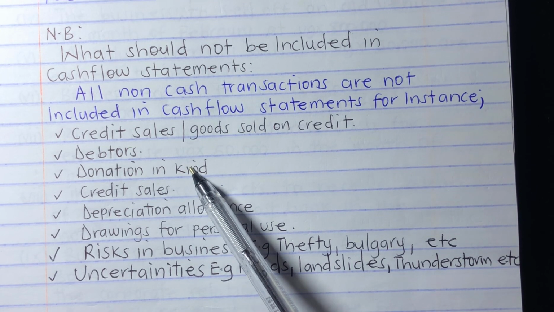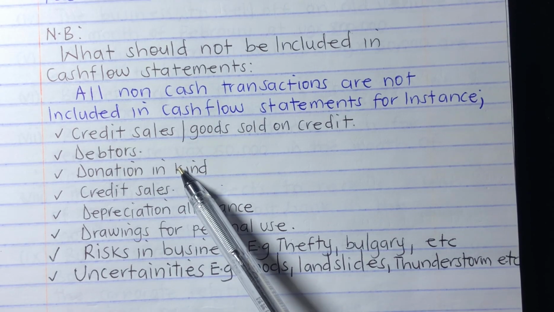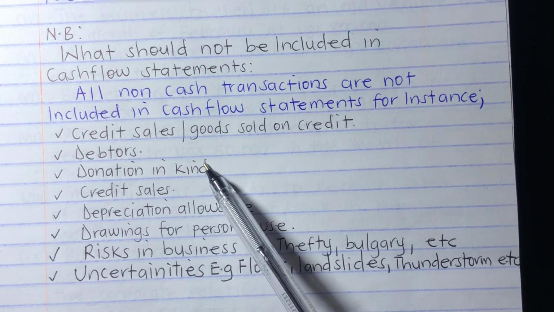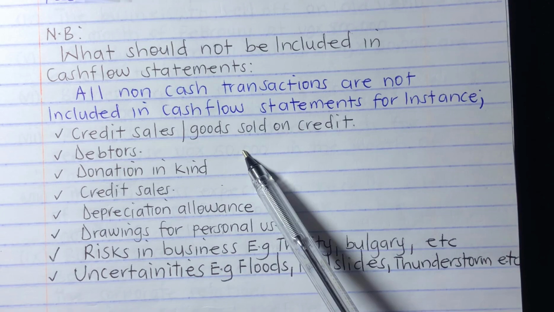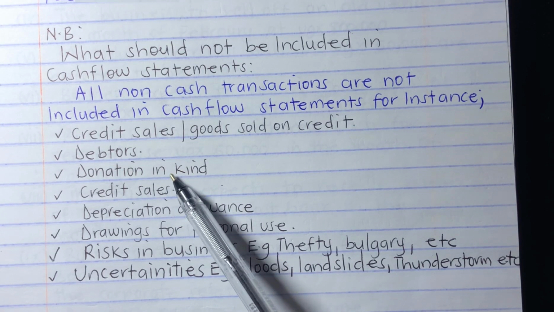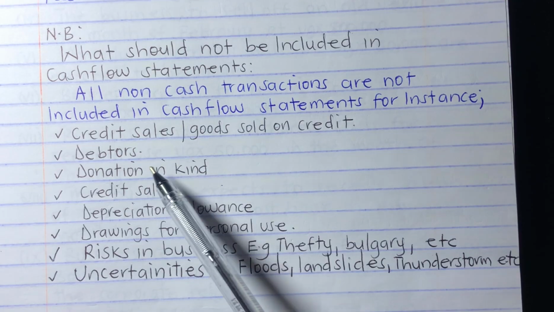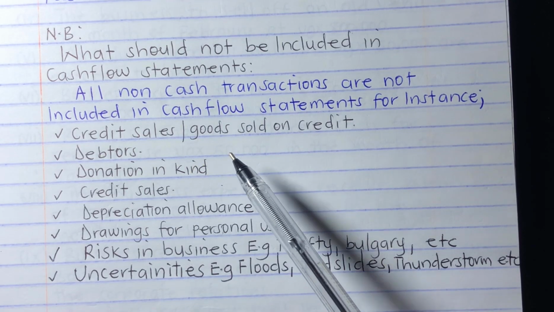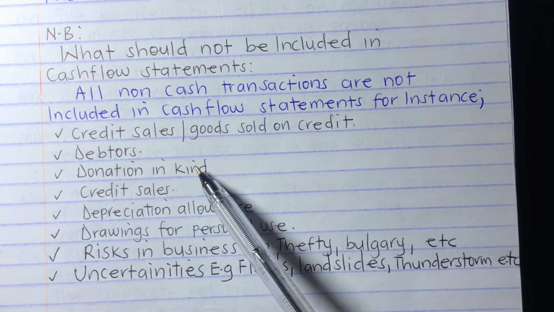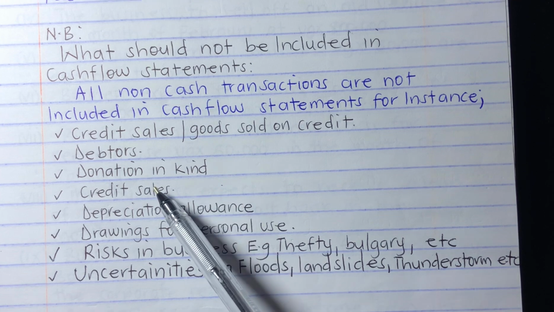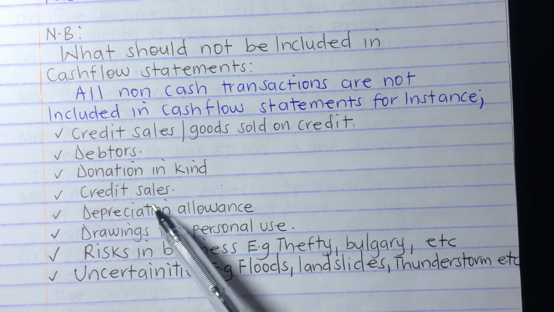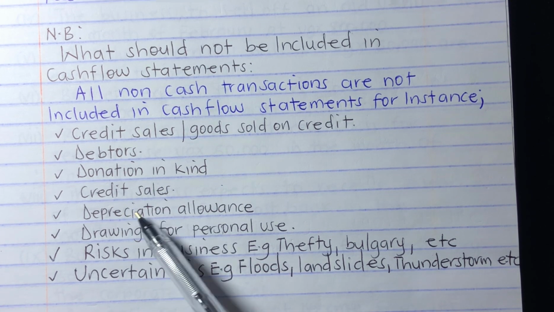Here we're dealing with cash. If I donate 5 computers to my former school worth 5 million, meaning I haven't given them money. I've given them computers worth that money, meaning we don't record that in the cash inflows or the cash budgets. Then we have what we call credit sales. Then we have what we call depreciation allowance.